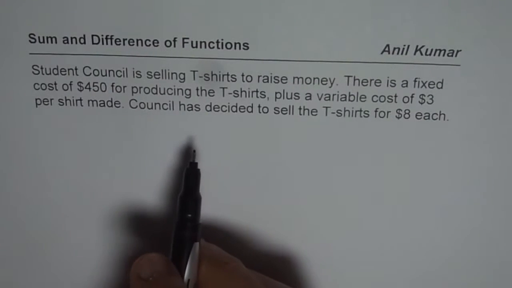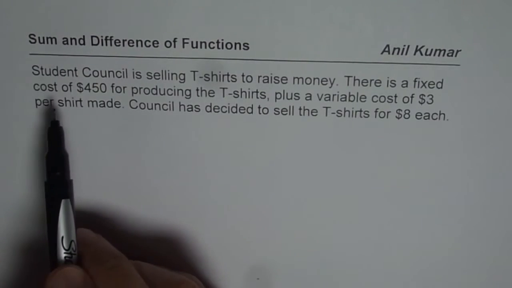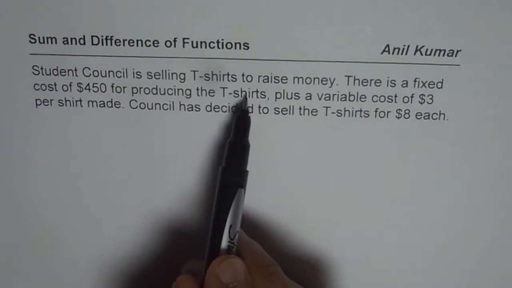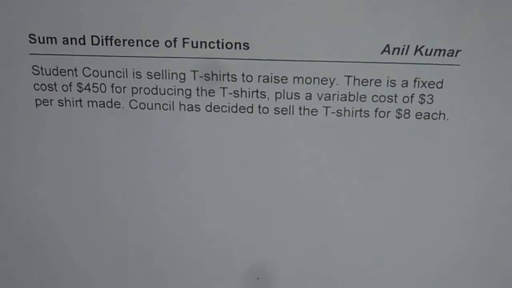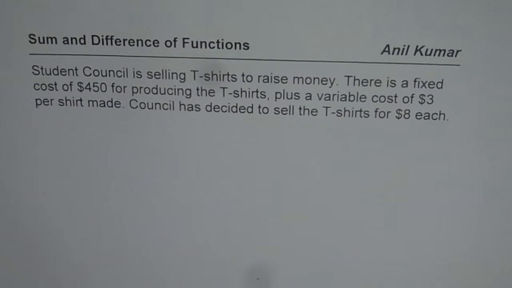Now this particular example is a very good application question, and from here we will see how combination of functions work. The question here is, student council is selling t-shirts to raise money. There is a fixed cost of $4.50 for producing the t-shirt plus a variable cost of $3 per shirt made. Council has decided to sell the t-shirt for $8 each. Now from that particular scenario we can write a couple of functions, and we will see how to add and subtract these functions and then understand combination of functions from there.